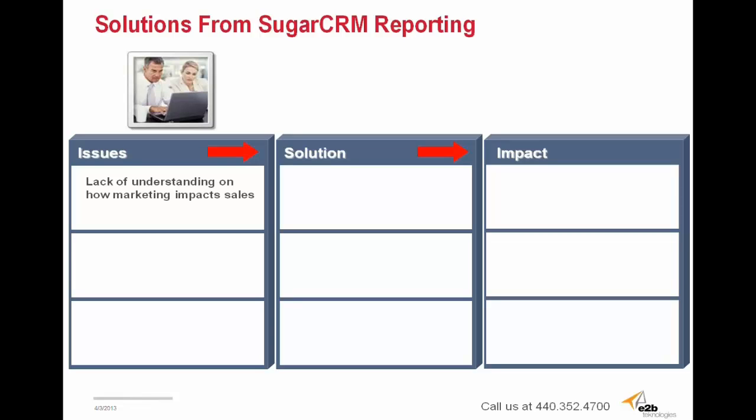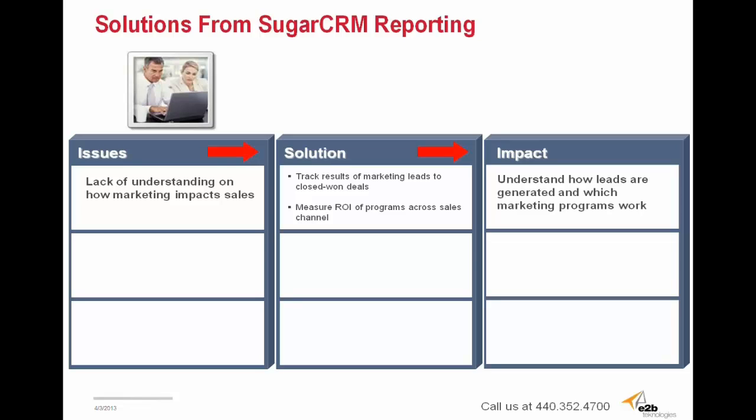So the first issue is that businesses often have trouble understanding how their marketing efforts affect their sales. One of the many solutions Sugar provides is reporting that can easily track the results of leads generated by marketing. Additionally, reports can measure the return on investment of your programs across your sales channel by evaluating which marketing campaigns generate the most business and won opportunities for your sales. The impact is that this allows you to understand how leads are generated and which marketing programs are working for your company.